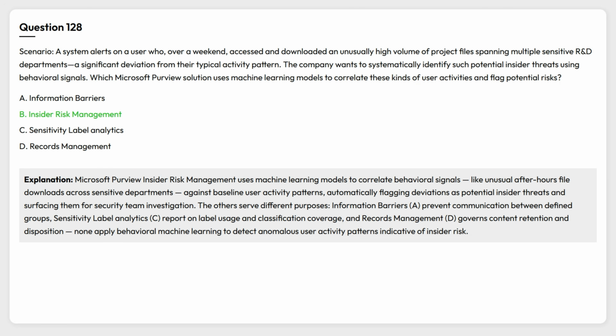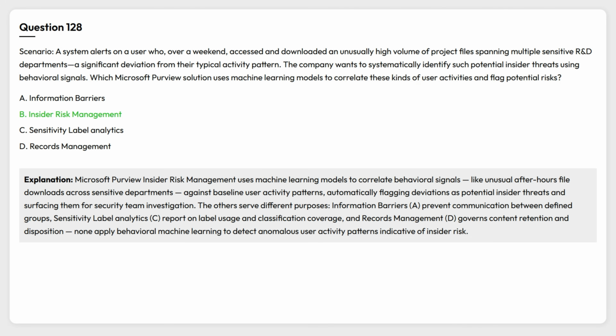Microsoft Purview Insider Risk Management uses machine learning models to correlate behavioral signals like unusual after-hours file downloads across sensitive departments against baseline user activity patterns, automatically flagging deviations as potential insider threats and surfacing them for security team investigation.